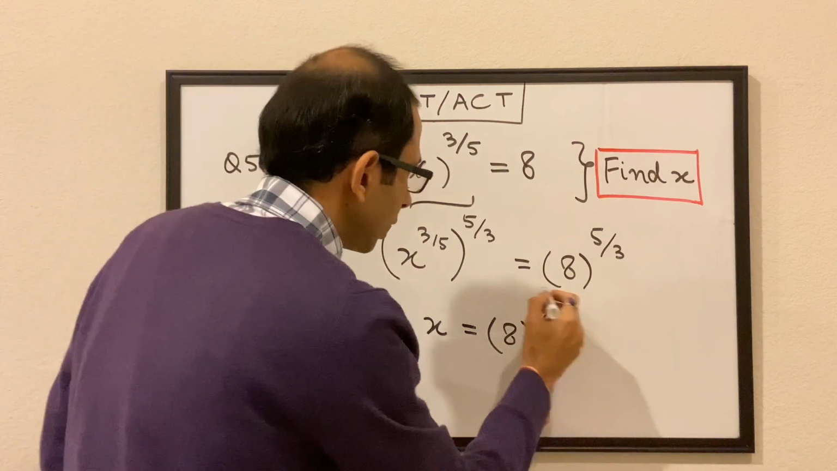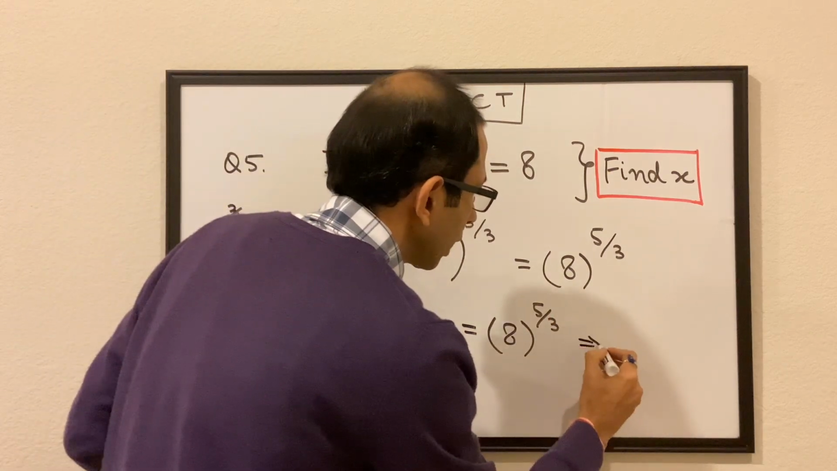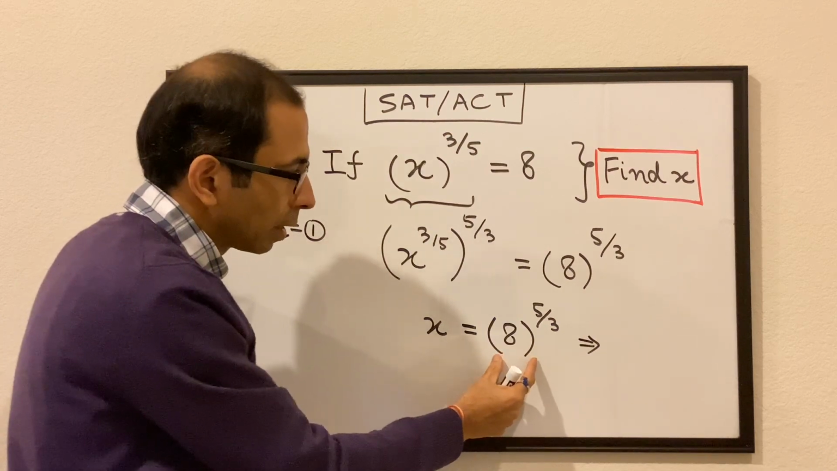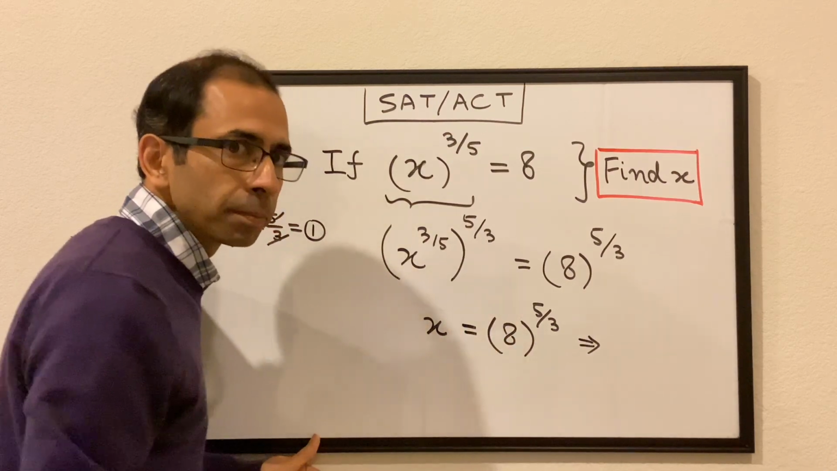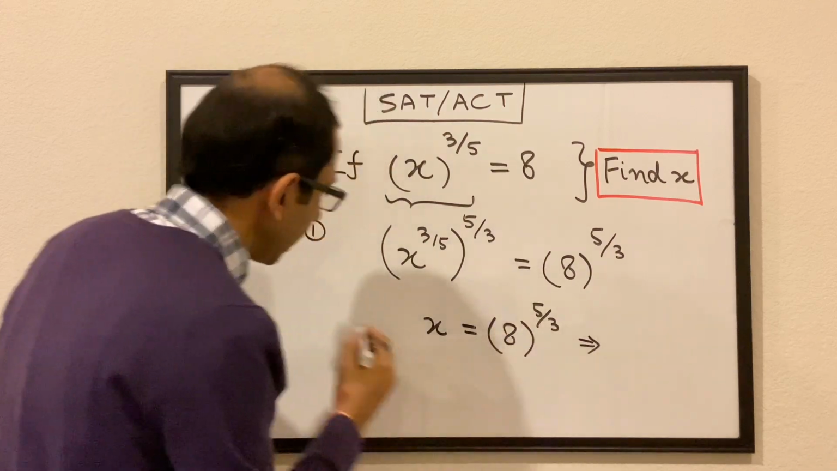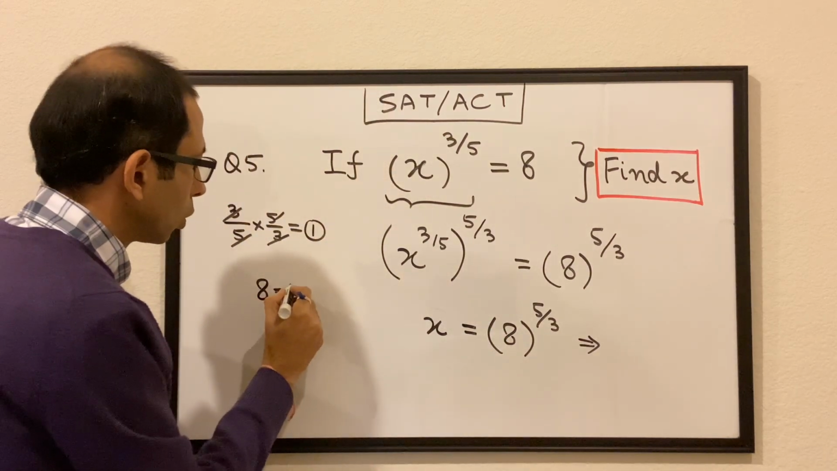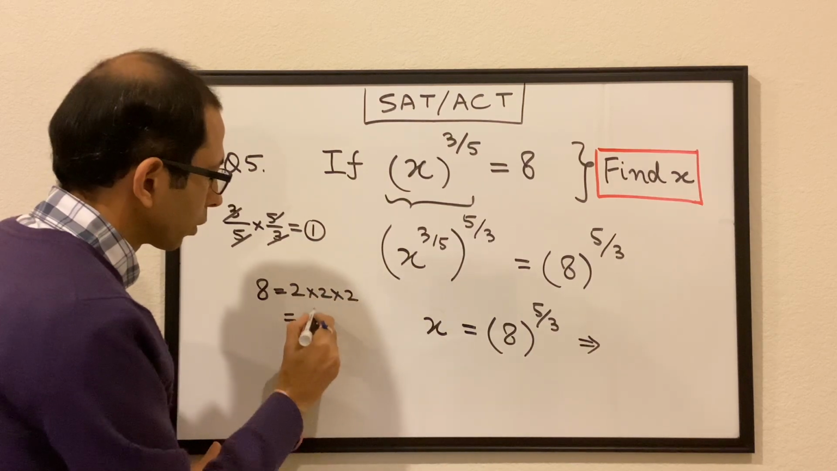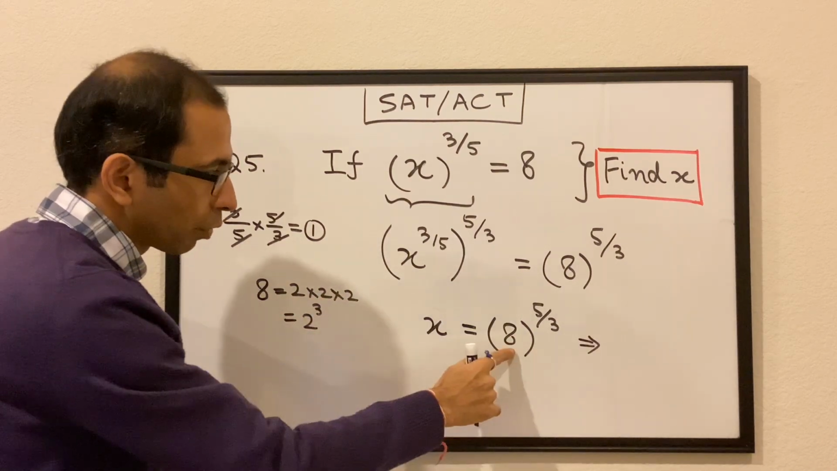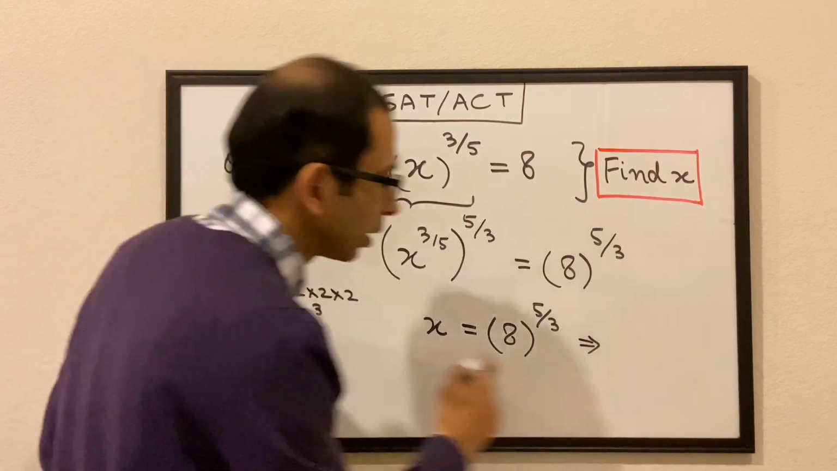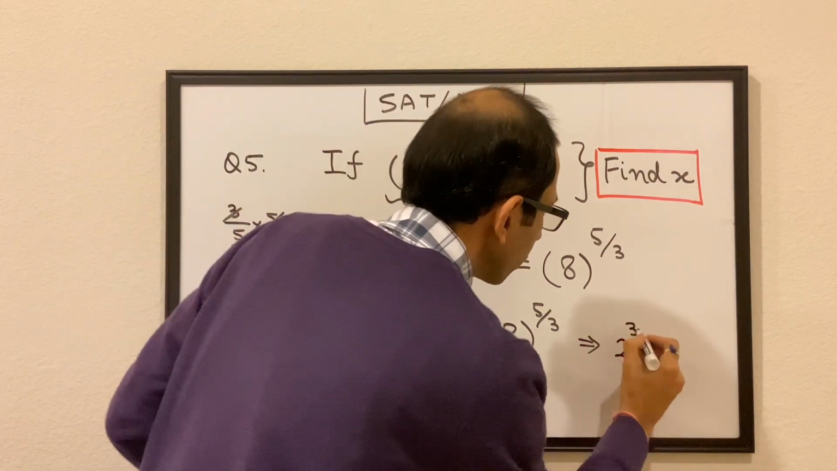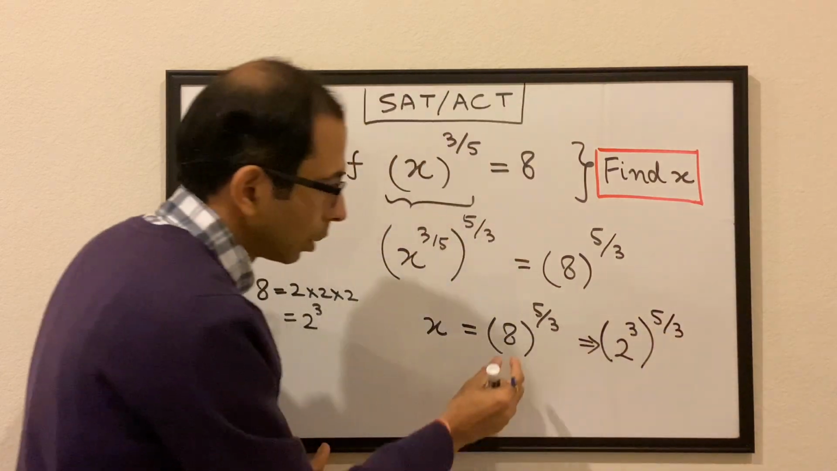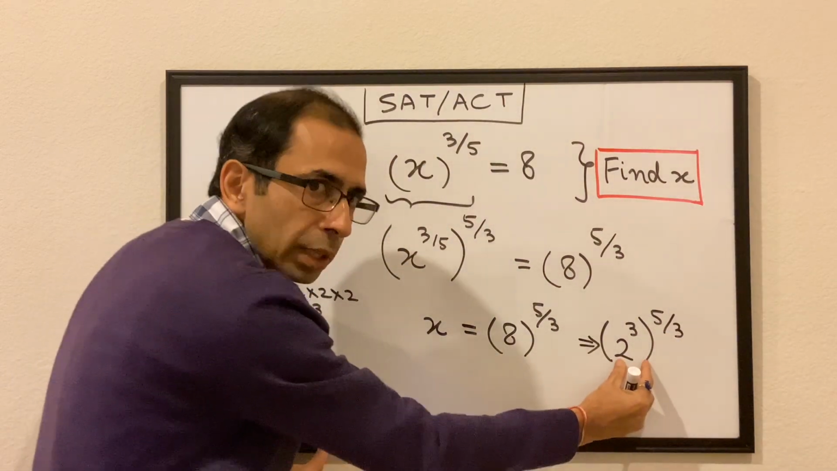Now, in all such types of questions, what we have to do is rewrite the base in such a way that we can get a power of 3. Let's see. We know that 8 is equal to 2 times 2 times 2, correct? Or 2 to the power of 3, right? So instead of 8, we can write 2 to the power of 3. So this will become 2 to the power of 3, to the power of 5 by 3, correct?